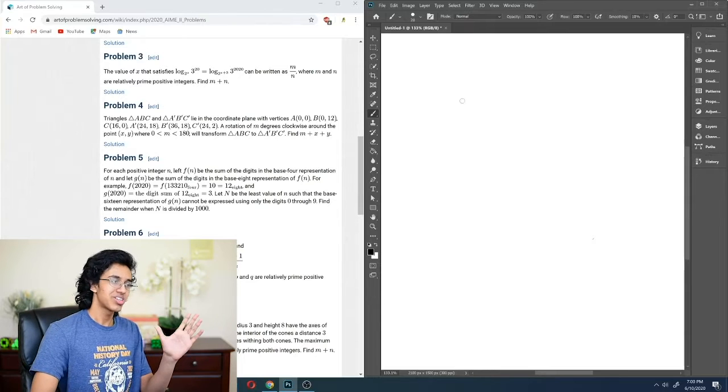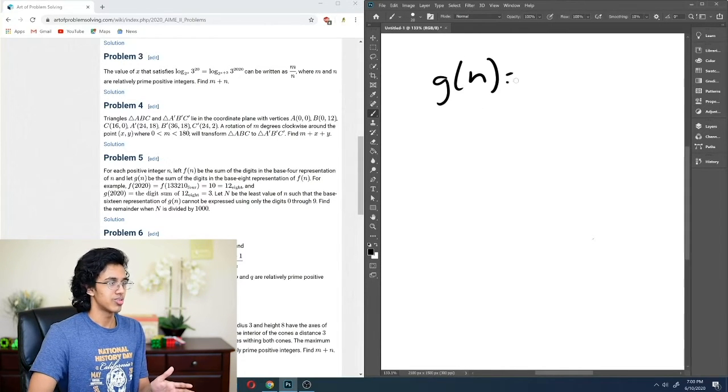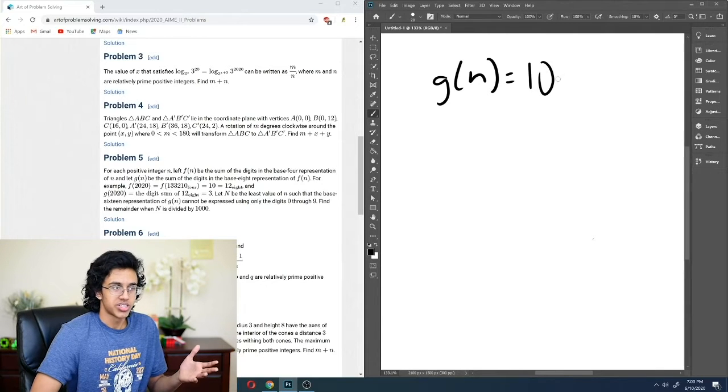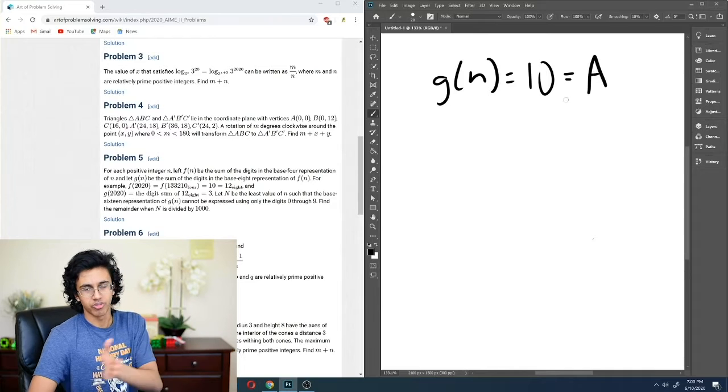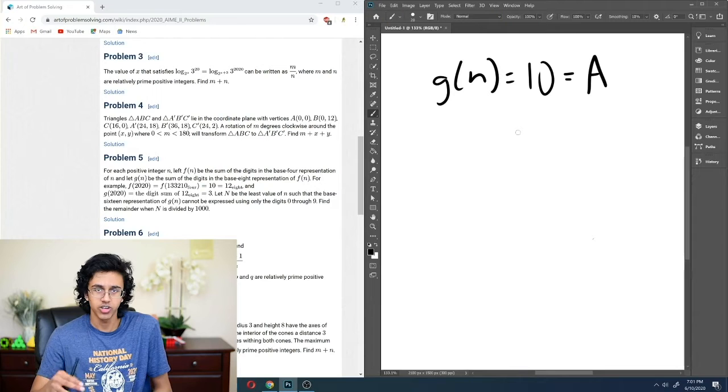So essentially that means that the next greatest thing is going to be g of n is equal to 10. Because if you write 10 in base 16, the only way you can represent it is with A. You can't represent it with 0 through 9. So basically what we want to do is reverse engineer this n so that its g of n is equal to 10.